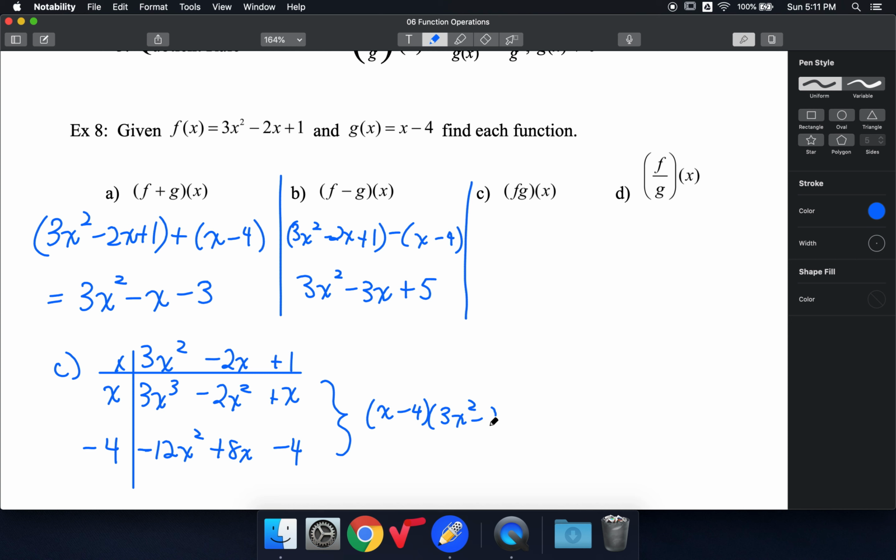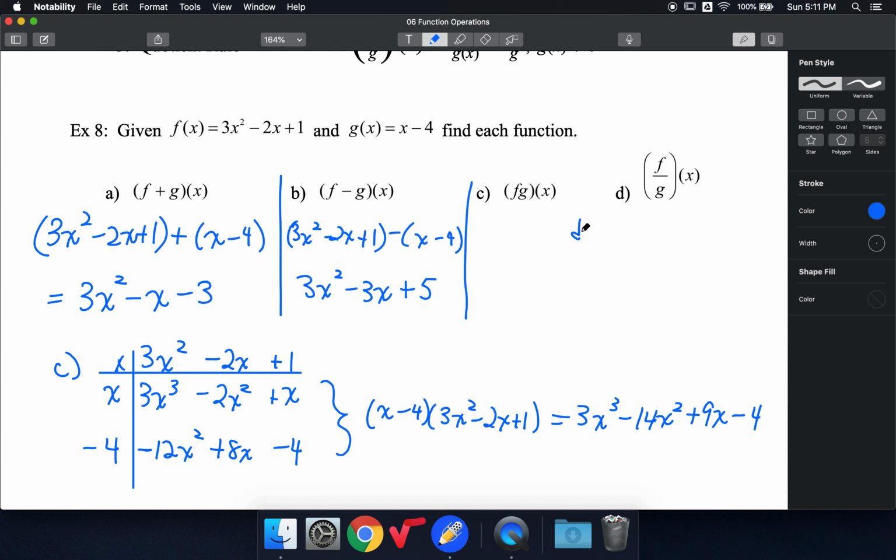3x squared minus 2x plus 1 is equal to, so the only cubic term is the 3x cubed. My quadratic terms are these two, so minus 14x squared. My linear terms are these, plus 9x, and then my constant alone is negative 4.